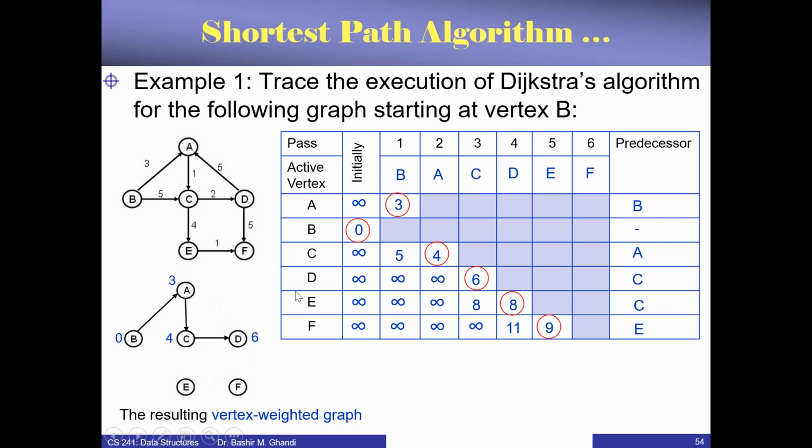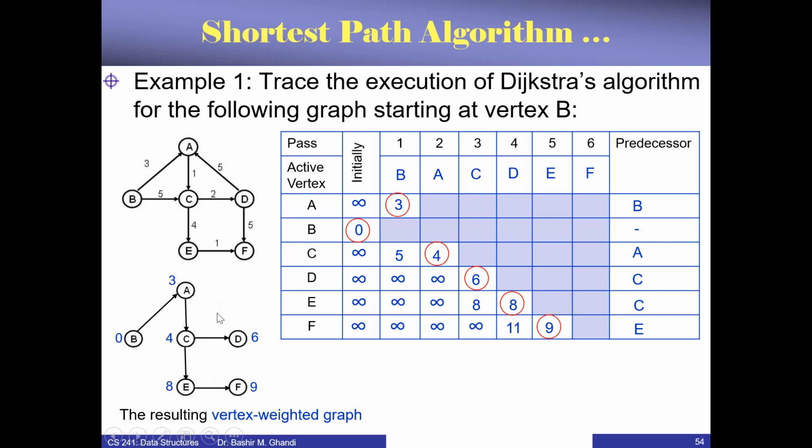Next is C to E. And the cost for that is 8. The cost of reaching C, which was 4, plus another 4 more to reach E. And finally, from E to F, and the cost is 9. As you can see, the cost of reaching E was 8 plus 1, that will give you 9.